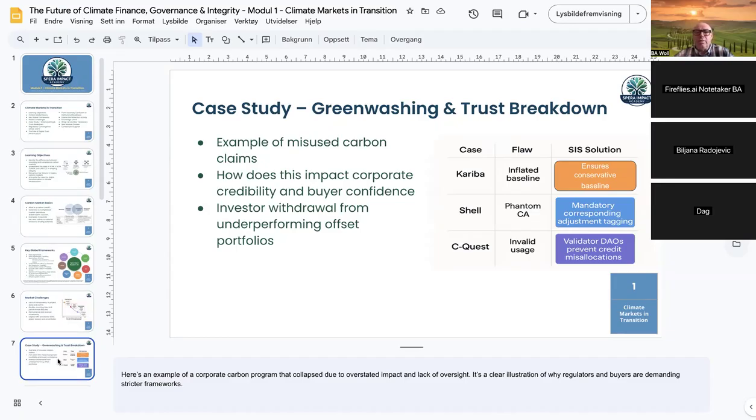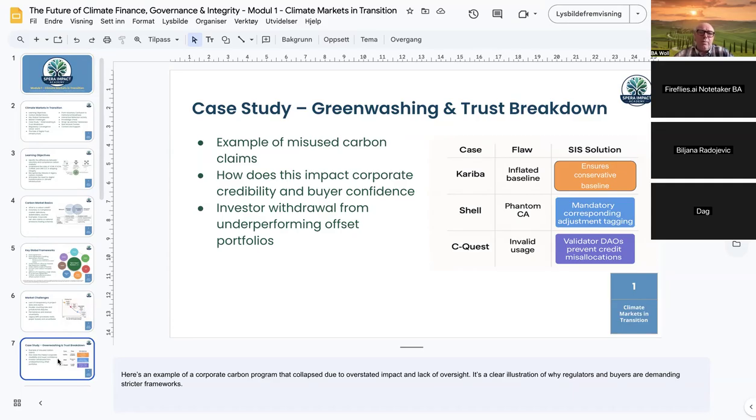We could go deeper into the project, but for example, Kariba has an inflated baseline. They didn't really know what was there before they started. We ensure this with a very conservative baseline. We use satellite imagery at least 10 years back. Now we have the potential to go even 13 years back, meaning everything that is there before we start planting, we know about, and we X them out, so they are not included in our counting of carbon credits. And this gives us a conservative but very correct baseline.